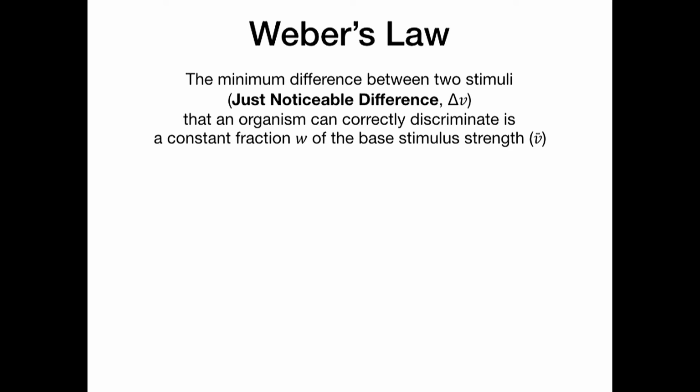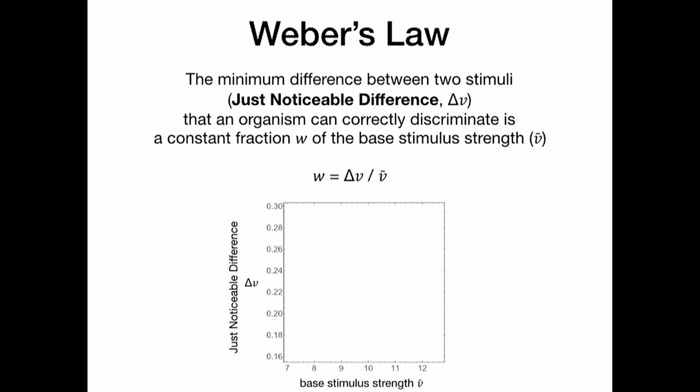This is explained by Weber's law, which says that the minimum difference between two stimuli that an organism can correctly discriminate is a constant fraction of the base stimulus strength. So we can write it formally like this, or if we have on the horizontal axis the stimulus strength, so the number of dots, the just noticeable difference increases linearly. That is what we expect to see.